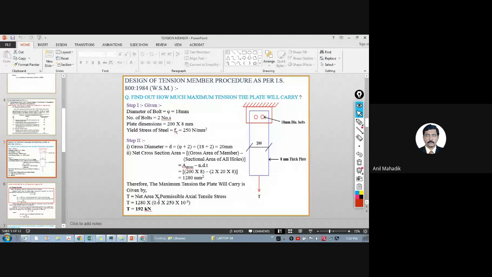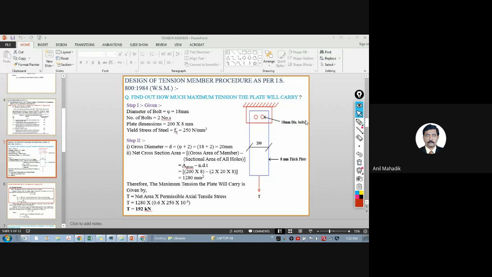Are you getting this? Yes, sir. So you need to subtract this area. This area is not counted there because the plate is not having this area to resist the force. So you are having only this much portion, this much, then this one and this one. That means you are subtracting the whole area of the holes, right?